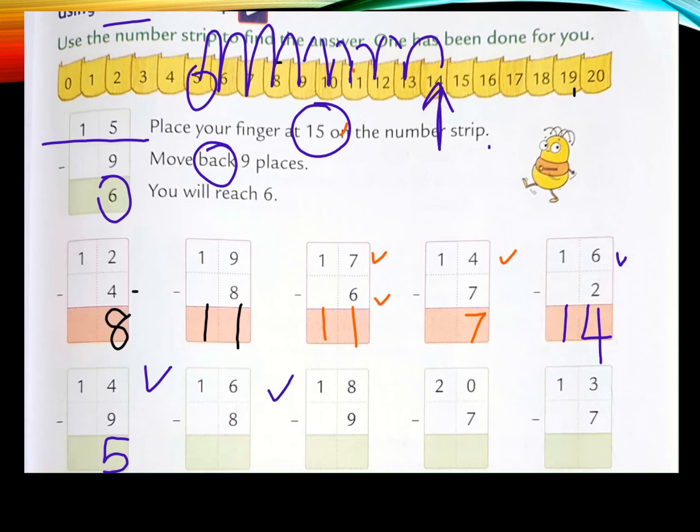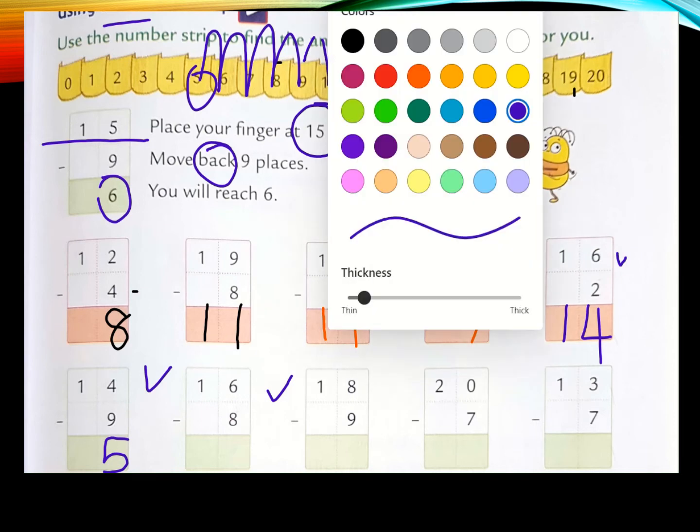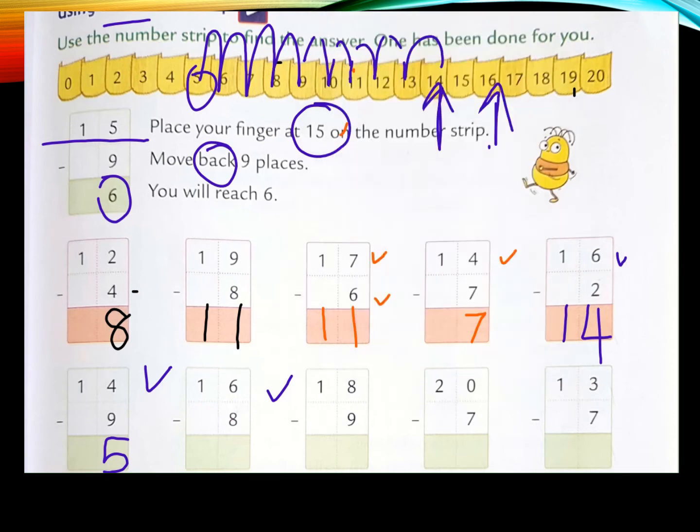Keep your finger on 16. Count 8 numbers back. 1, 2, 3, 4, 5, 6, 7, 8. So that will be 8.